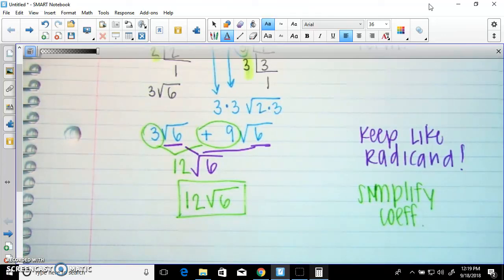Okay. I hope that helps. Make sure you're referencing your notes as you're doing your homework tonight and paying close attention to see if you're adding, subtracting radicals, multiplying radicals, or just simplifying them from a single radical.